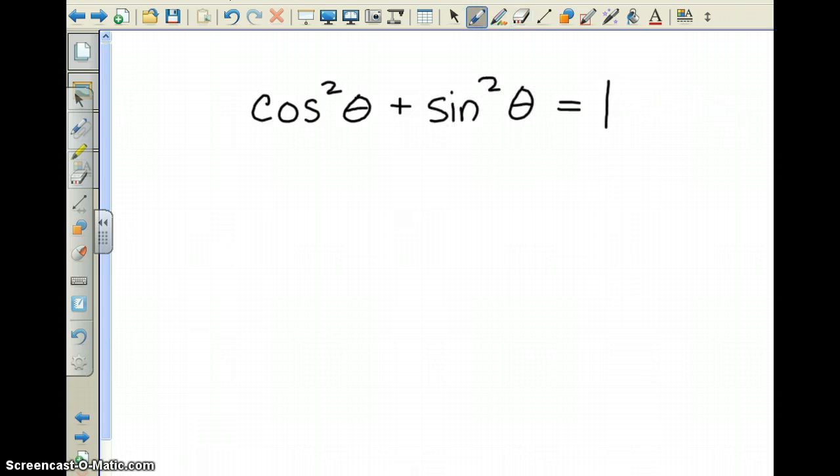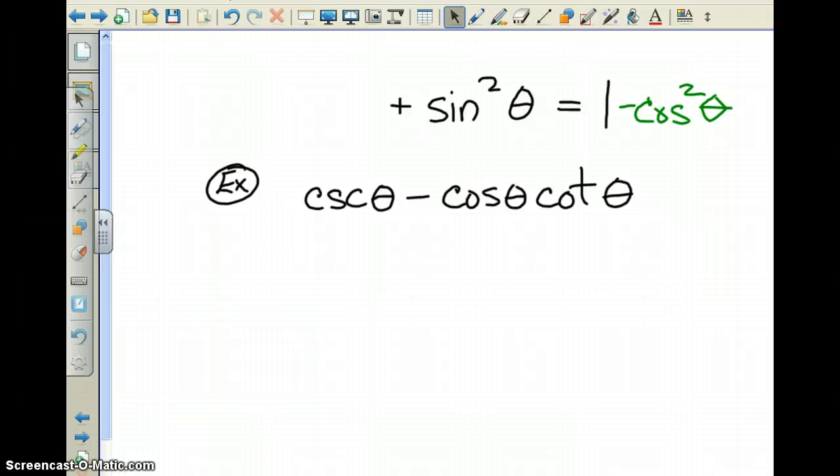Likewise, if I want this equation to become sine squared equals something, I can subtract the cos squared over to the other side. And we get sine squared is equal to 1 minus cos squared. So let's look at this example, cosecant minus cos times cot. And I want to simplify this down to one trig function.